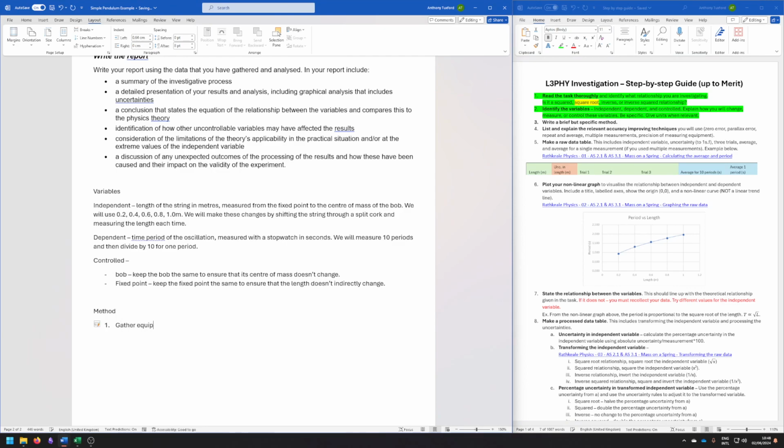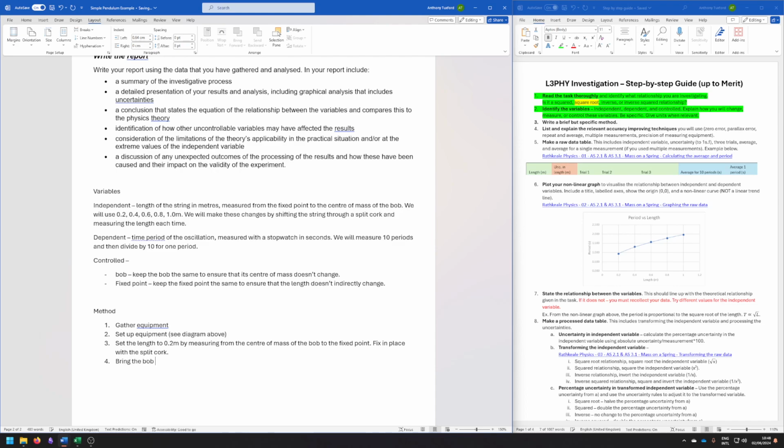Gather equipment, set up equipment, see diagram above, right, the one in the task. Set the length to 0.2 meters by measuring from the center of mass of the bob to the fixed point. Fix in place with the split cork.